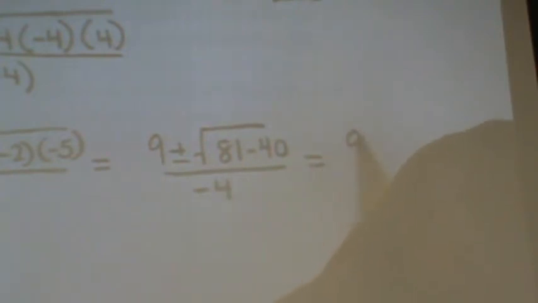So let's clean this up. What do I get here? Well, this is a 10, and then that's a 4, so it's 9 plus or minus, it's 81 minus 40. I'm writing it all out. So 9 plus or minus root 41 over negative 4. Is that good?